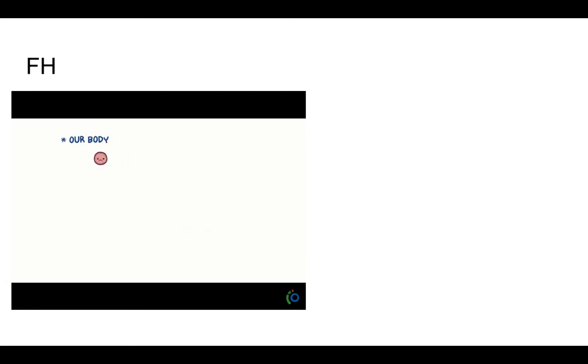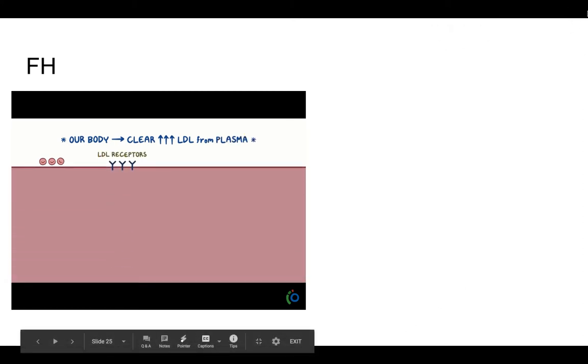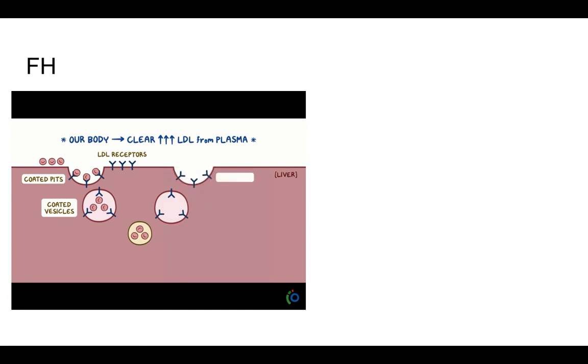Now, our body usually keeps LDL cholesterol levels in check by clearing our excess LDL from the plasma. This is mainly done by the LDL receptors present on the surface of the liver cells. First, the LDL molecules bind to the LDL receptors, which are clustered in specialized regions of the cell membrane called coated pits. After binding, the coated pits, along with the receptor-bound LDL, are internalized by invagination, and they form coated vesicles inside the cell.